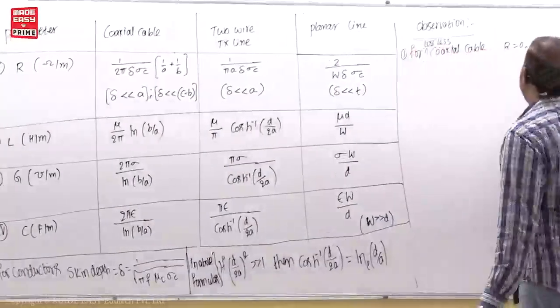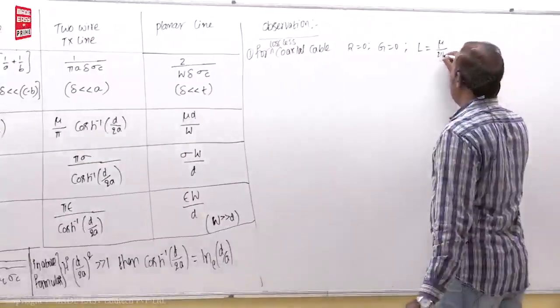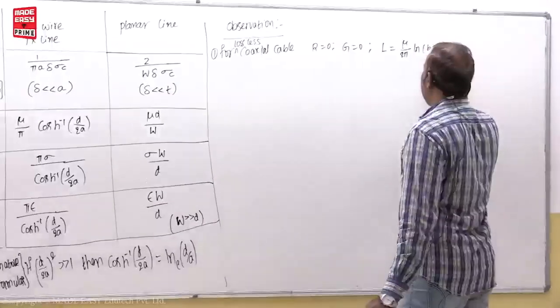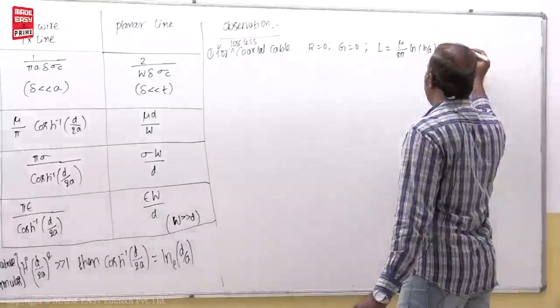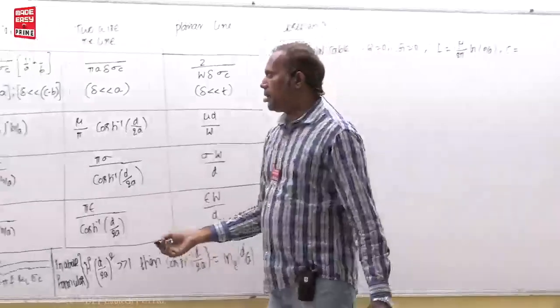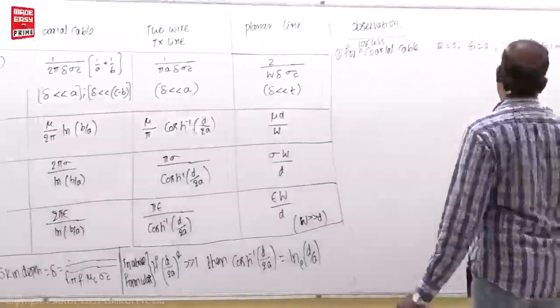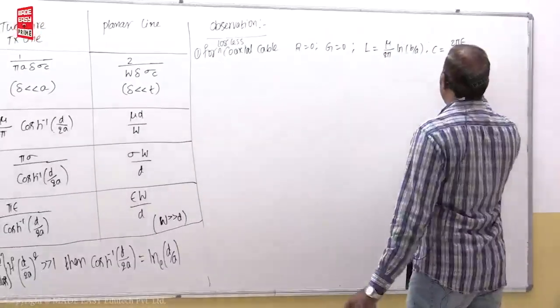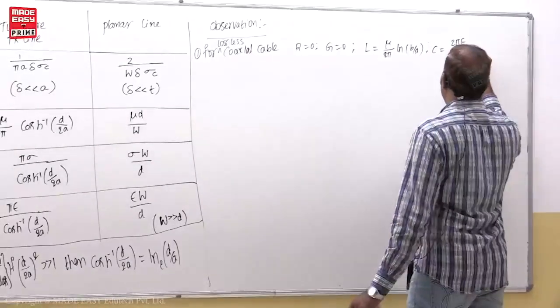L, student, mu by 2 pi ln b by a. So mu by 2 pi ln b by a. C becomes 2 pi epsilon by ln b by a. So 2 pi epsilon by ln b by a.